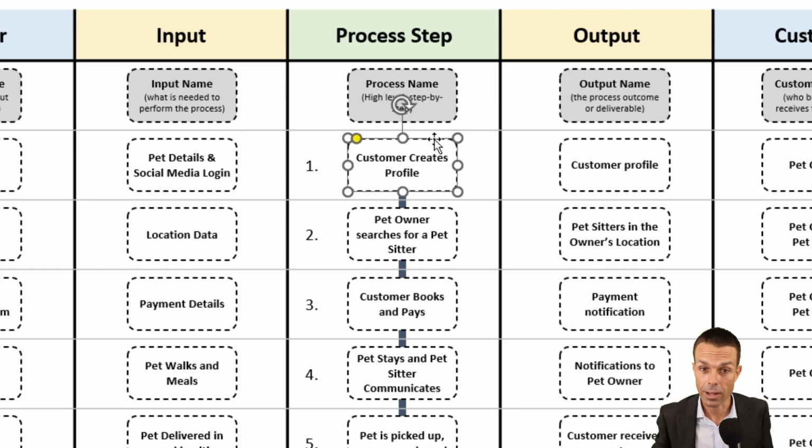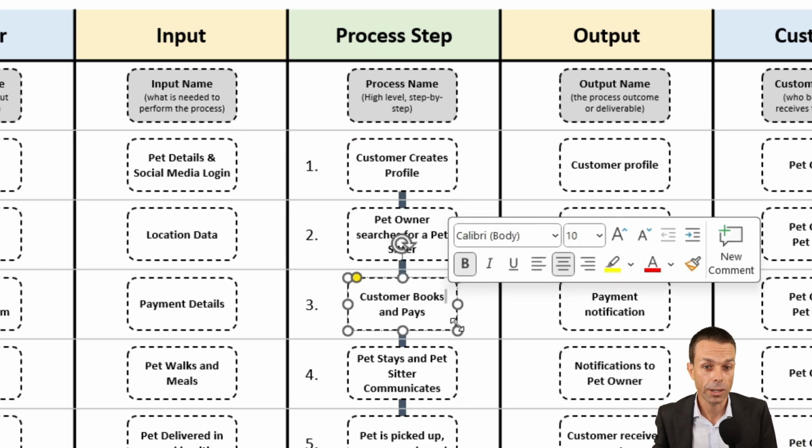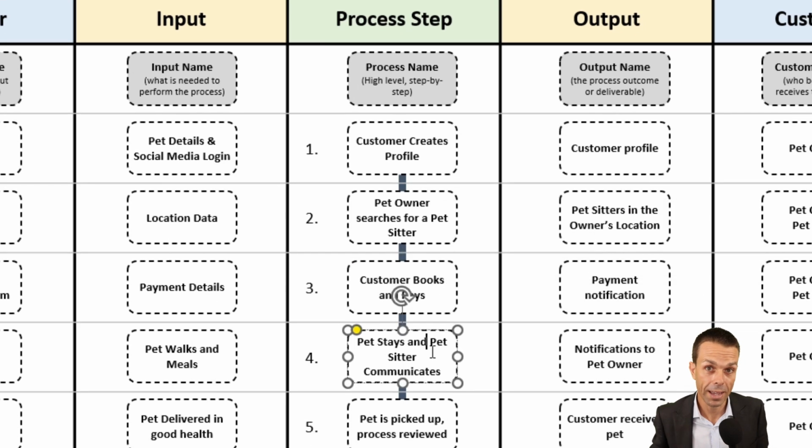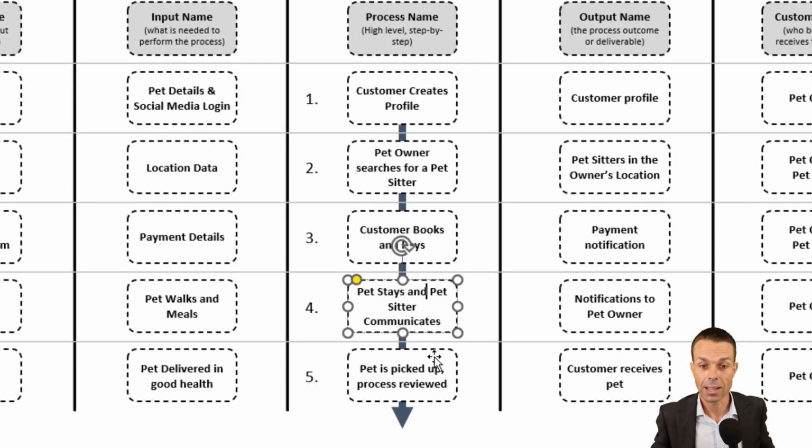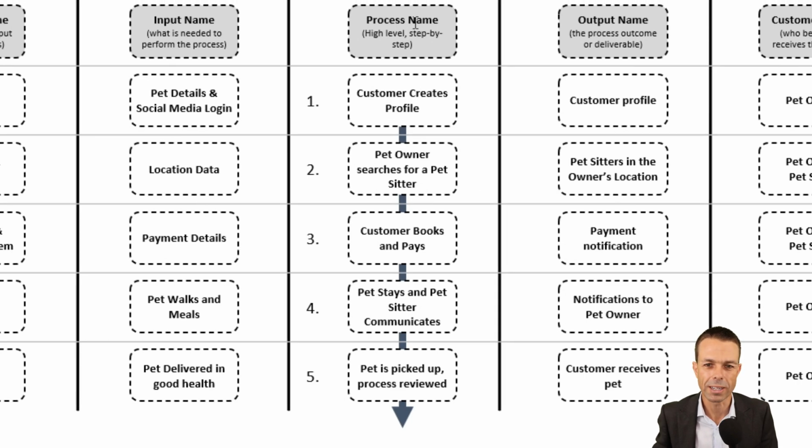For example, they create their profile, the pet owner searches for a pet sitter, they book and pay, then the pet stays and the pet sitter communicates with the owner, and lastly at the end the pet is picked up and the process is reviewed. And ideally if they do it again, they'll go through that whole process again. Just a nice simple way to see it.